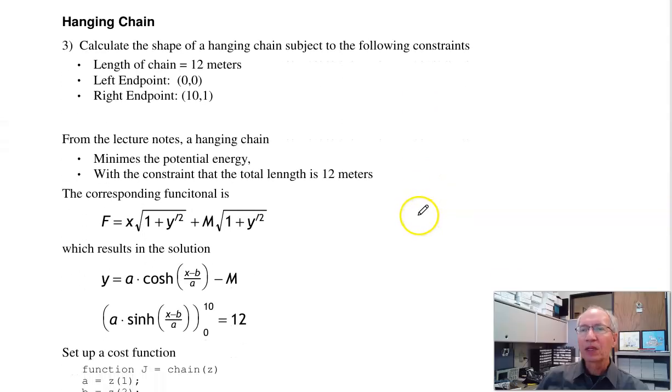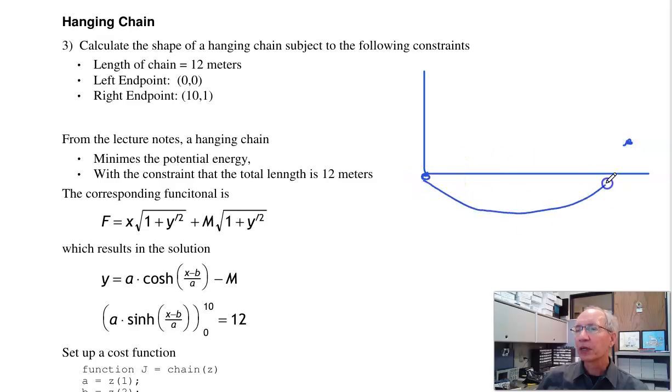Problem 3. Suppose I want to find the length of a hanging chain. The chain is 12 meters long. It goes from 0, 0 to 10, 1. The length is 12. What is the shape of that chain?